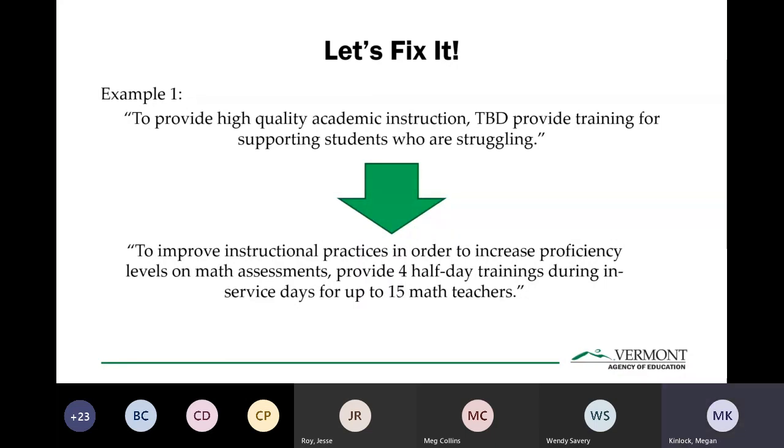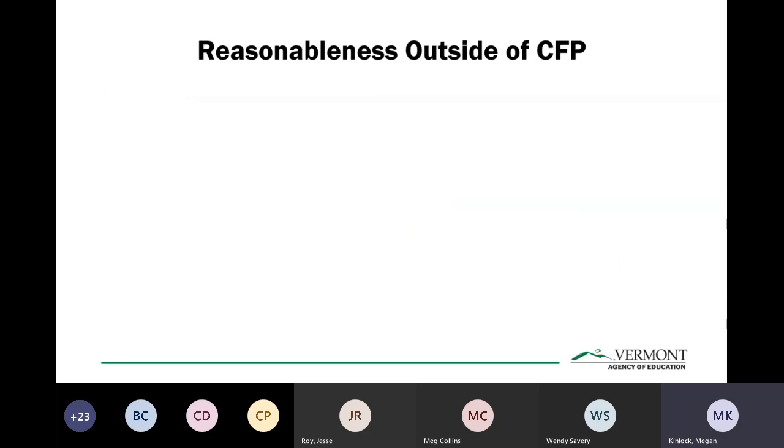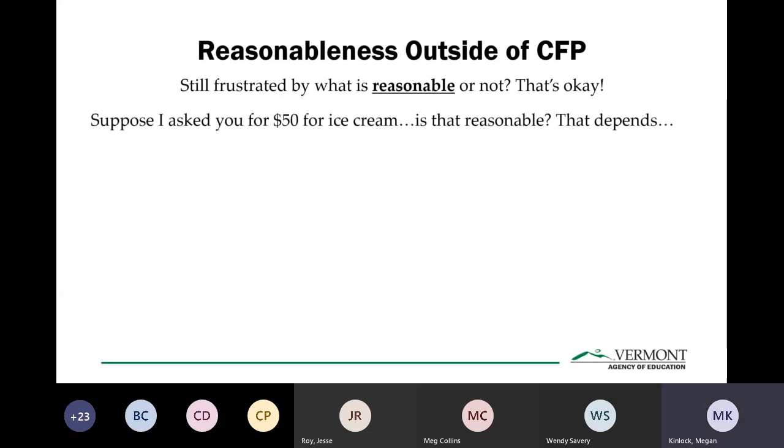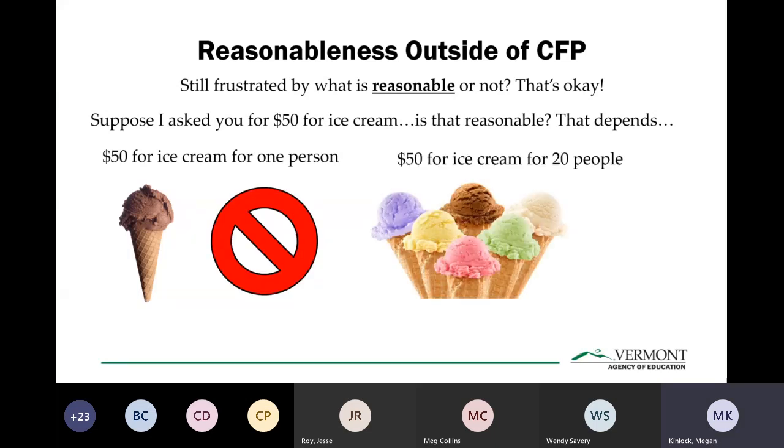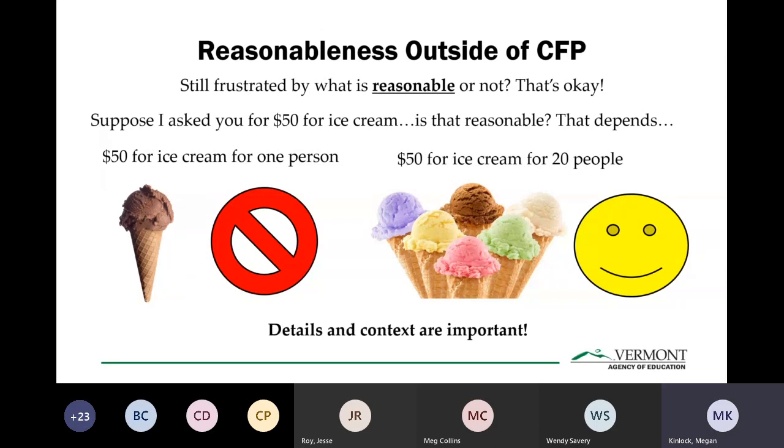So to give you a little bit more real life example of what reasonableness looks like, it's a frustrating topic to wrap your head around. So suppose I asked you for $50 for ice, is that going to be reasonable? Again, that really depends. Spend $50 on ice, probably not reasonable. But if I want to spend $50 on ice cream for me and 19 of my friends, that's probably reasonable. Again, details and context are really important.